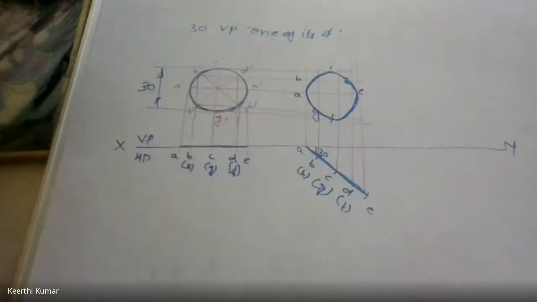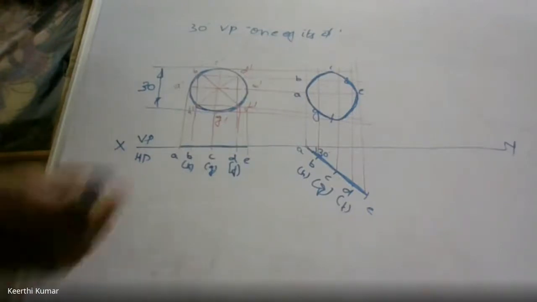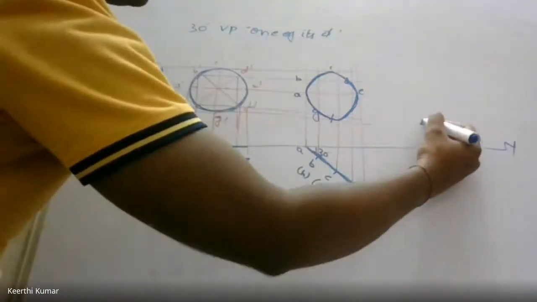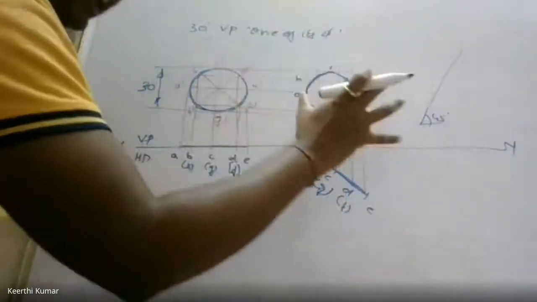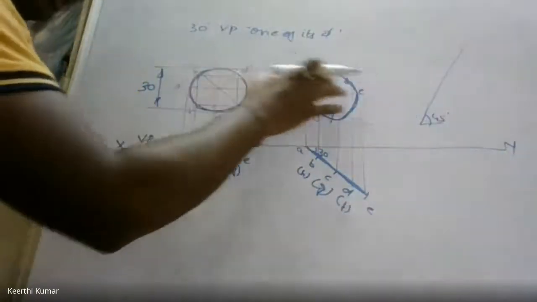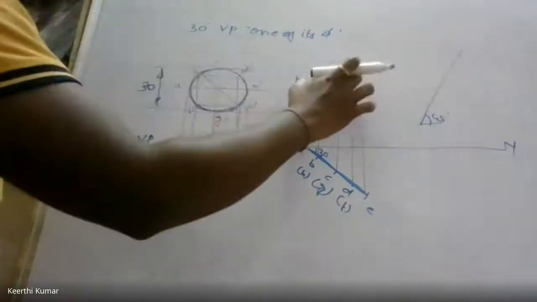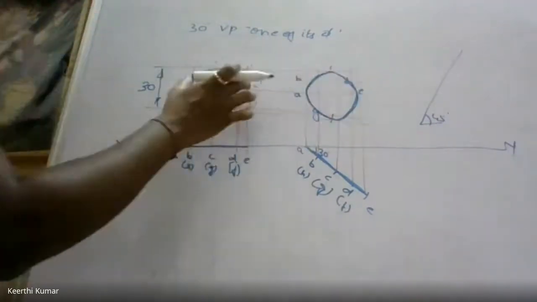Next, what is given? The same diameter is rotated at an angle of 45 degree with VP. So measure this at an angle of 45. The same diameter, AE, you already rotated AE. Again, he is telling to rotate AE. So measure the length of AE in this figure.